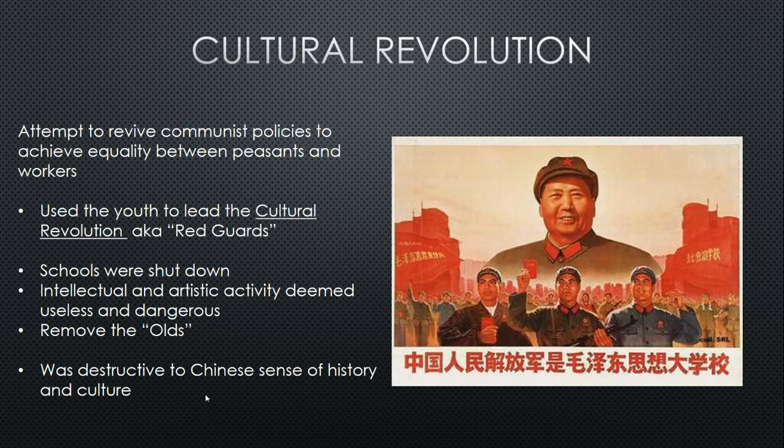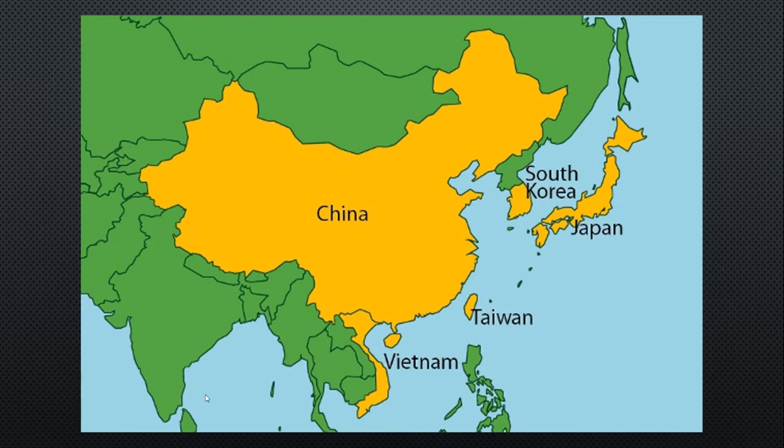Many of the schools were ordered to shut down. Things like intellectual and artistic activity were deemed useless and dangerous. So all sorts of things were done to remove these olds, or the older, traditional way of doing things. And in the long run, consider this to be more destructive to the Chinese sense of history and their culture.